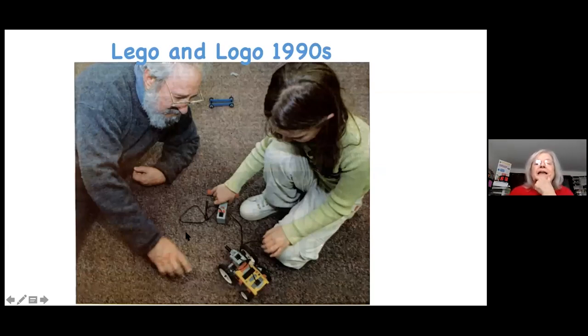And in the 90s, I'm going quickly now, Seymour got involved with Lego and his group designed motors, etc., and how to talk to them. And there was a Lego Logo, but eventually Lego replaced it with a different one, with LabVIEW.